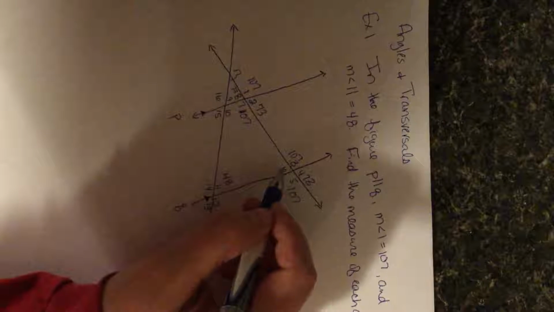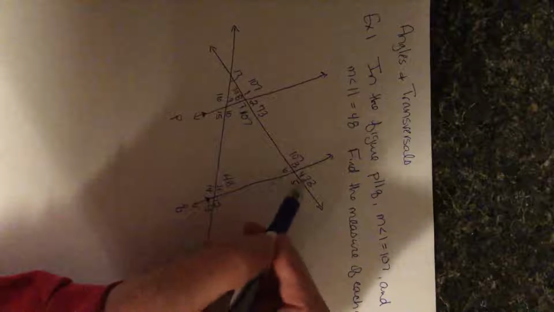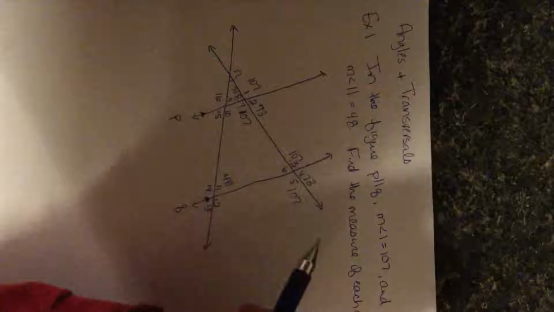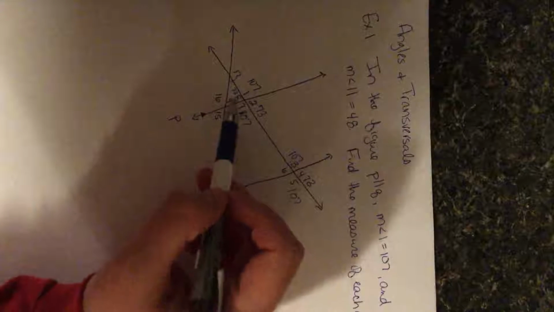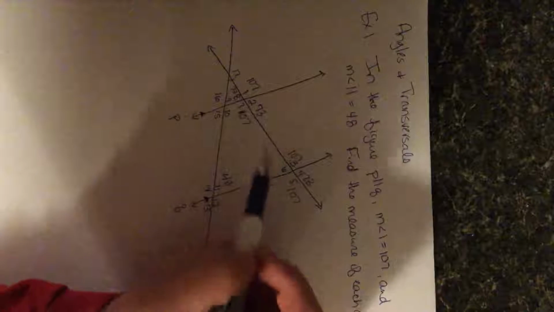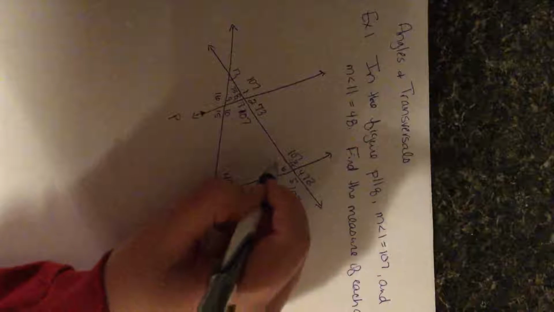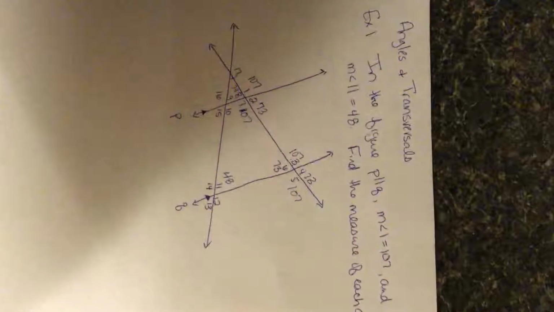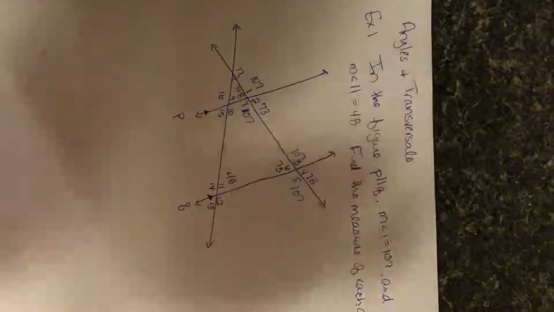For 6, same thing. You have several different reasons. It's vertical with 4, so it has to be 73. It corresponds with 8, so it has to be 73. It's an alternate interior angle to 2, so it also has to be 73. So that takes care of all those.